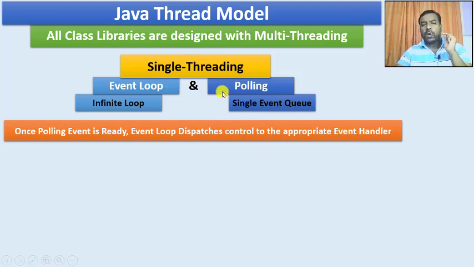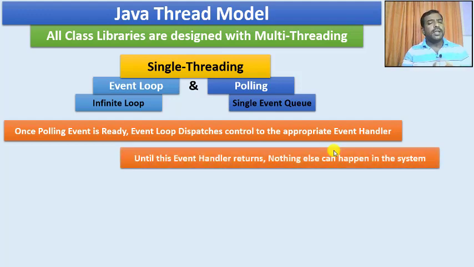If a document is ready for printing, the polling event will say I am ready, and it is going to signal the event loop. The event loop will receive the signal saying it should print some document, hence the print job should be handled now. And so this event loop is going to bring in the print event handler and perform the particular operation. This is what happens behind the scenes when we talk about single threading or execution of a Java program.